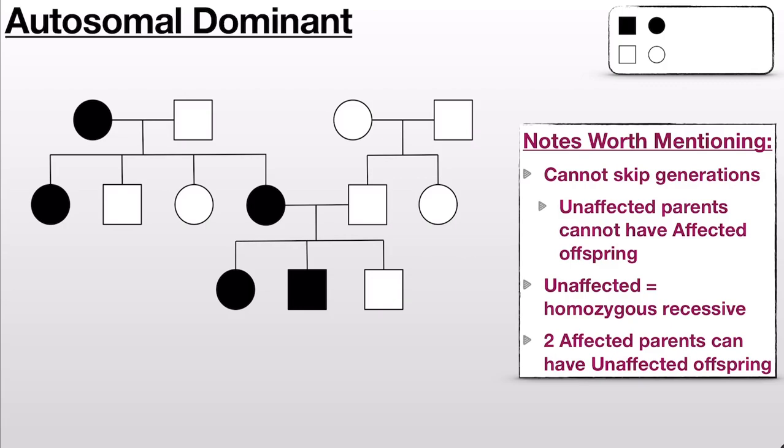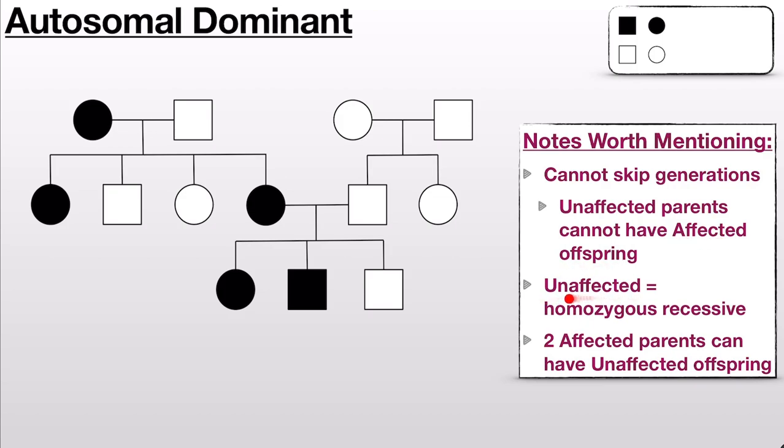Okay, you're back. Autosomal dominant. So with autosomal dominant, some notes worth mentioning is that they cannot skip generations. The affected individuals, you can't have an affected individual coming out of unaffected parents. So unaffected parents cannot give rise to affected offspring.